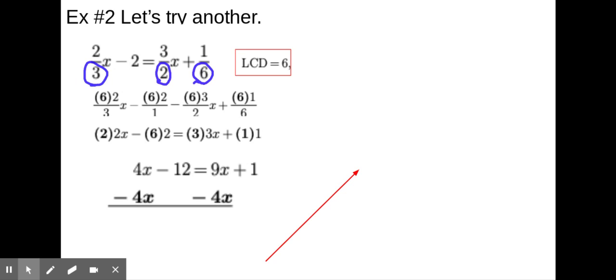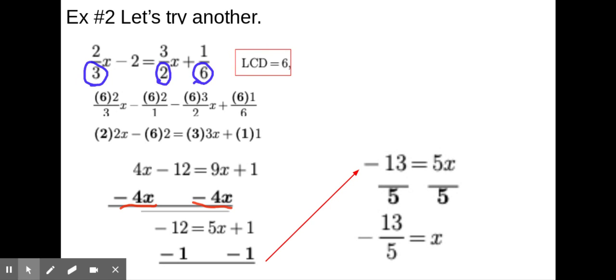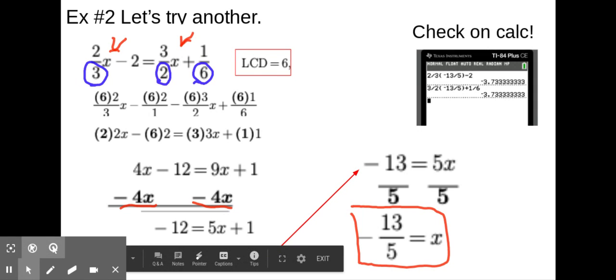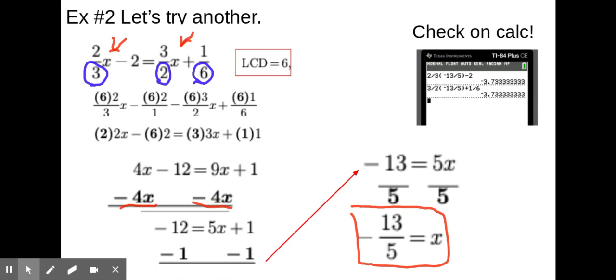Now we need to collect the variables on one side, so I chose to get rid of the 4x by subtracting 4x from both sides. And your variable's on the right side, but no problem. Just subtract 1, divide by 5, and we get a solution, negative 13 over 5 equals x. Again, we're going to substitute negative 13 over 5 everywhere we see x. And in this case, it's in two different places. Make sure when you use your calculator, you substitute using the parentheses. And as long as we get both sides to match, after we sub them in, and it is, we have a correct solution.